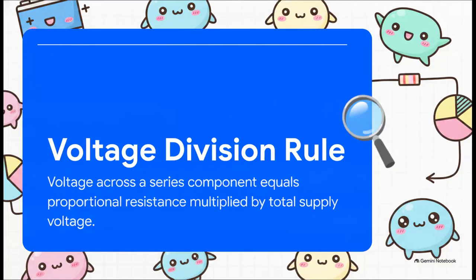Because the current is constant, the bigger resistor mathematically demands a bigger slice of the voltage pie to push that current through. The voltage division rule basically says the voltage across any series component is a direct proportional relationship. It's the specific resistance times the total supply divided by the total resistance of the circuit. It's clean, it's proportional, and it just works.